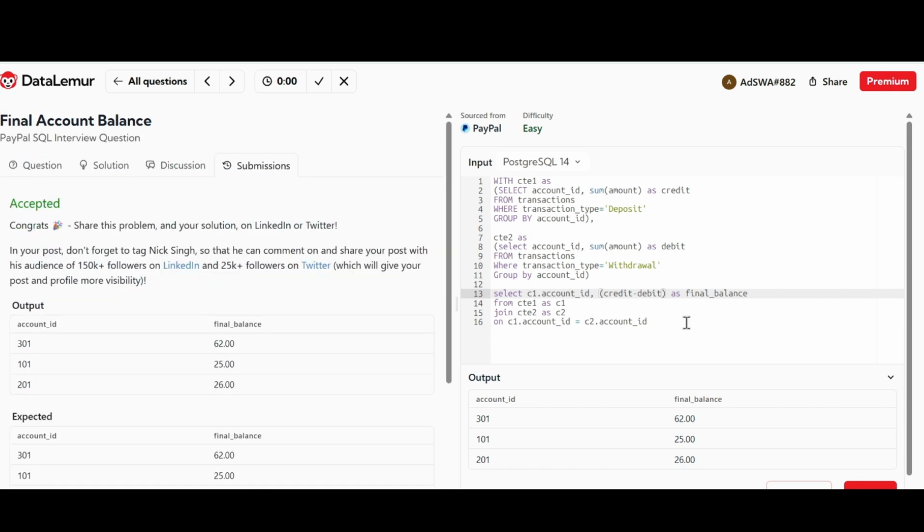What we have learned so far is that using common table expressions we can make expressions from the same table, and from these two expressions we created, finally we just joined both expressions using the account ID column, and then we made the final balance as credit minus debit.